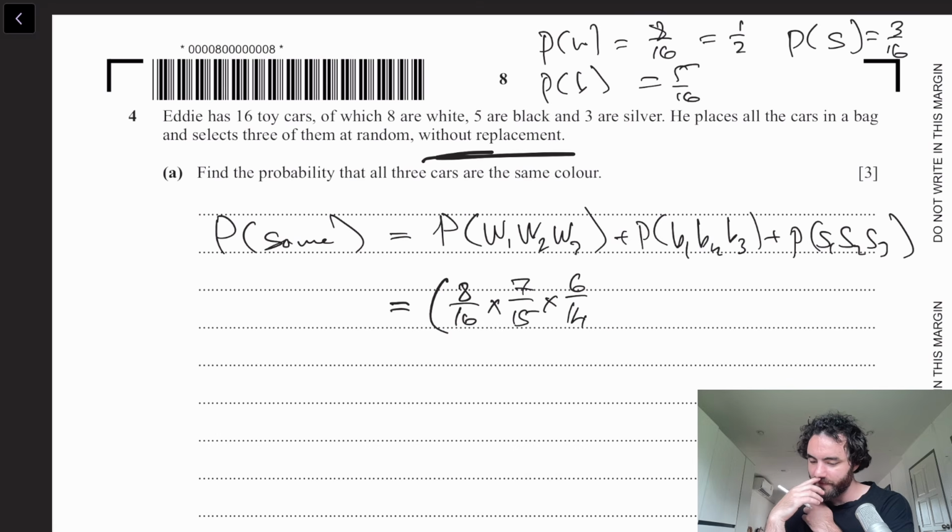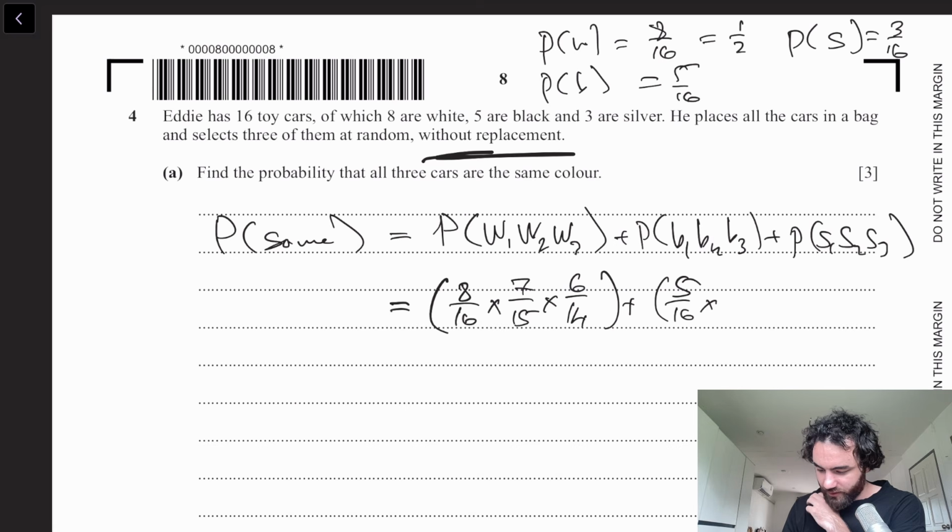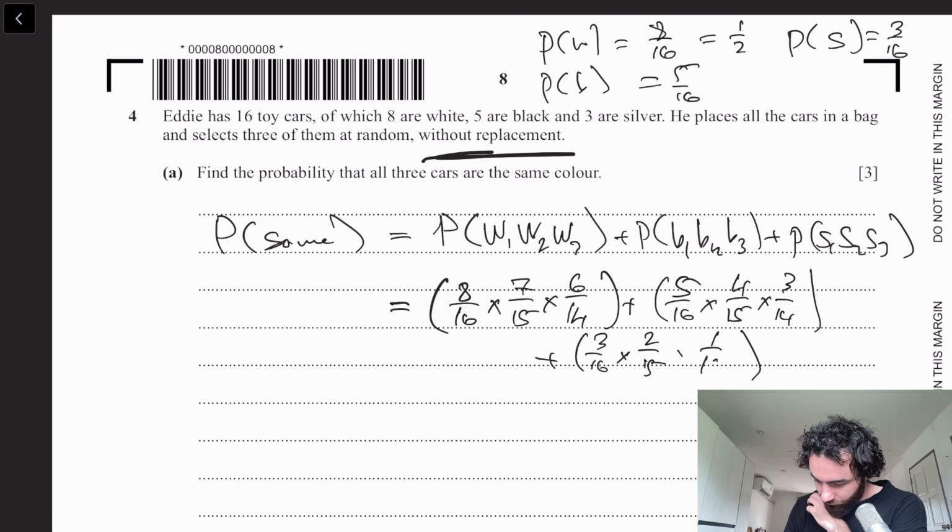7 whites left, and 15 balls left. Okay, yeah. I would assume it's that. That's why it's 3 marks. Okay, so the black one will be 5 over 16 times the black 2 will be 4 over 15 times 3 over 14. And then finally, plus the last one will be still 3 over 16 times 2 over 15 times 1 over 14. Oh no, sorry. Right, because one's gone. One white's gone. So the probability is getting less.